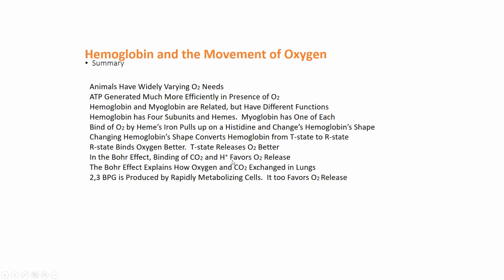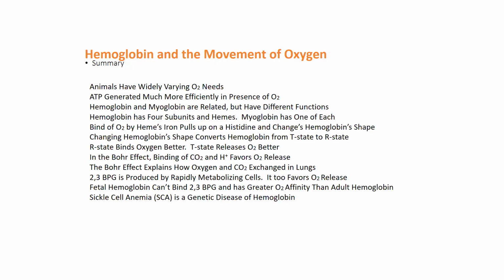So these stressful conditions promote for more release of oxygen. The Bohr effect explains how the oxygen and carbon dioxide exchange in the lungs. 2,3-BPG is a metabolic waste that is produced by rapidly metabolizing cells. It too favors oxygen release, and the fetal hemoglobin can bind 2,3-BPG and has greater affinity than adult hemoglobin. Sickle cell anemia is a genetic disease of hemoglobin.